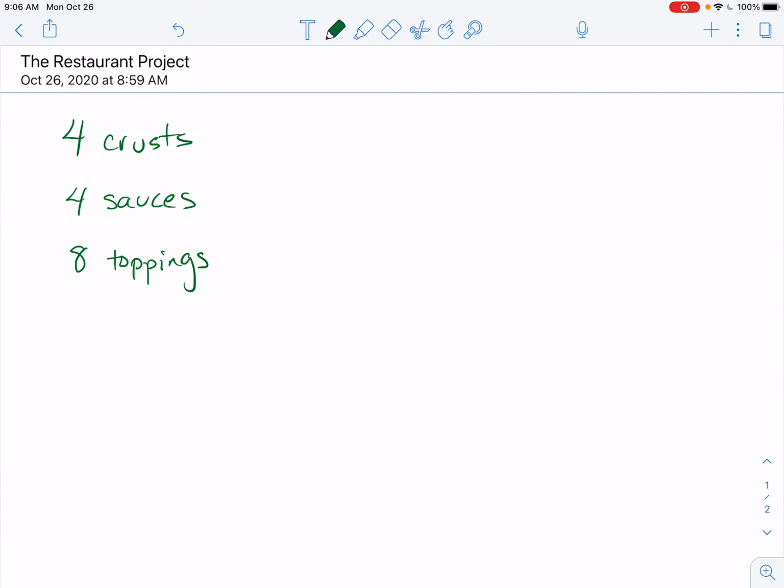Okay, Ivy, I wanted to talk through the restaurant project real fast. Let's say we found a pizza place that offers 4 different types of crusts, 4 sauces, and 8 toppings, and we want to figure out how many pizzas we could make.